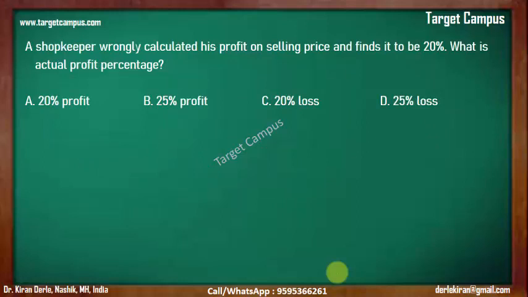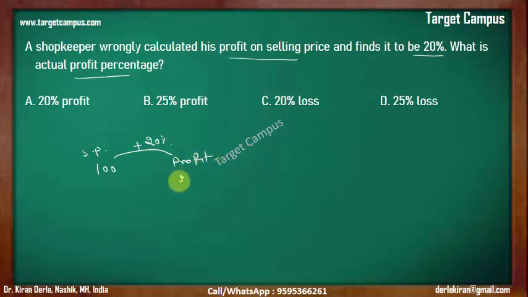A shopkeeper wrongly calculated his profit on selling price and finds it to be 20%. What is the actual profit percent? Very good example. He wrongly calculated profit on selling price. Let's say this is his selling price and he found it to be 20%. So he calculated on selling price.